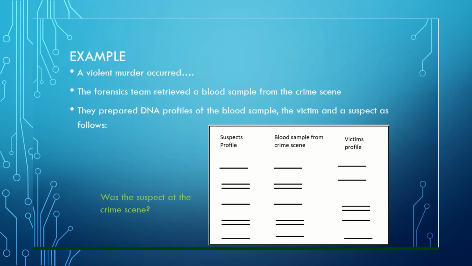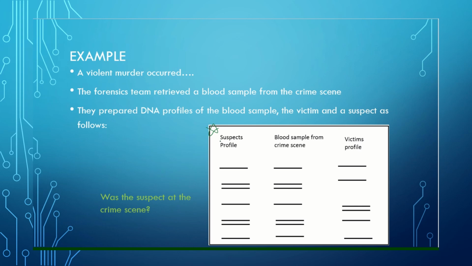So if we were to look at an example here, if you had a violent murder that occurred and a forensics team retrieved a blood sample from the crime scene and prepared a DNA profile of the blood sample, the victim, and the suspect, if we look at this picture here, can we determine who was a suspect? Well, actually, let me rephrase that. Was the suspect actually at the crime scene?